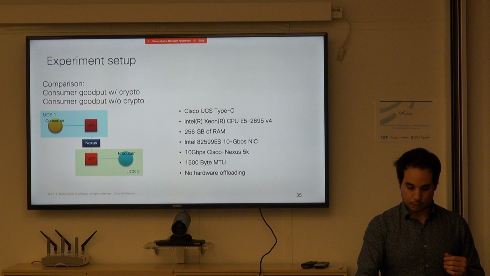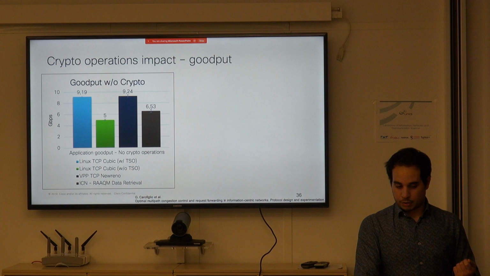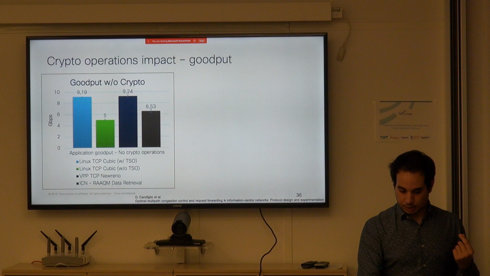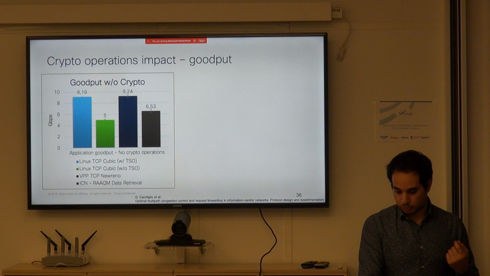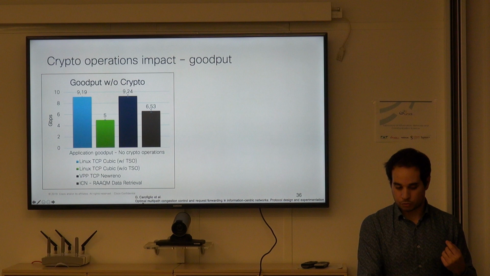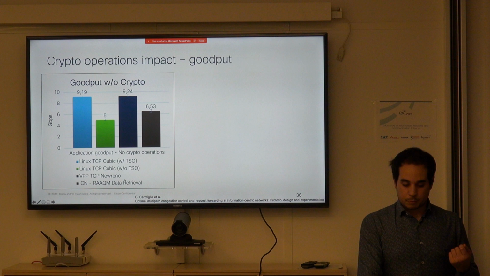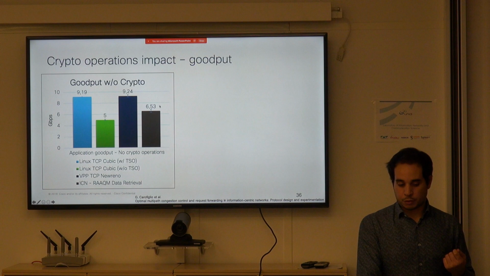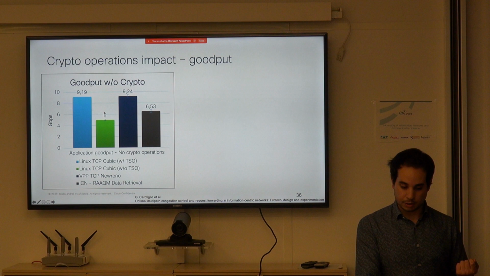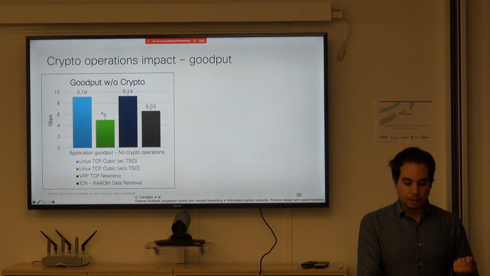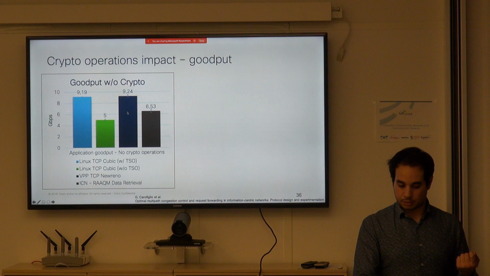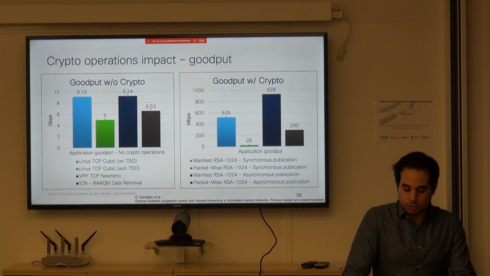So the first thing, this is the goodput at application level without any crypto operation. Here we are using RAAQM, which is a congestion control protocol developed years ago. Basically, we have 6.53 gigabits per second. And given that this is a pure software implementation, we are already better than TCP/IP in Linux without segmentation offloading and any offloading. Still, we are far from the VPP performance, which is nice, so we still have work to do in this context. But what's interesting here is the impact of the crypto operation on this performance.